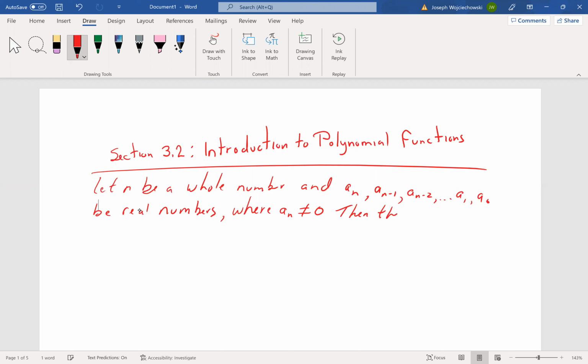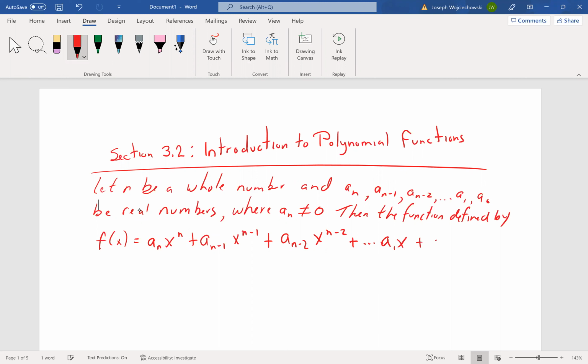then the function defined by f of x equals a sub n x to the n plus a sub n minus 1 x to the n minus 1 plus a sub n minus 2 x to the n minus 2 plus all the way to a sub 1 x plus a sub 0 is called a polynomial function of degree n.